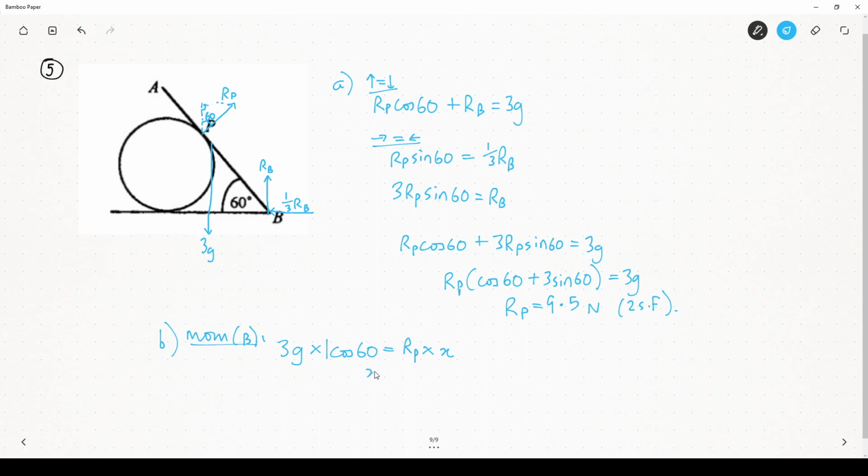Okay, so you can see then that x equals 3G times cos 60 divided by my previous answer for RP, so x is 1.55. So AP is 2 minus x, which is 0.45 meters or 45 centimeters.